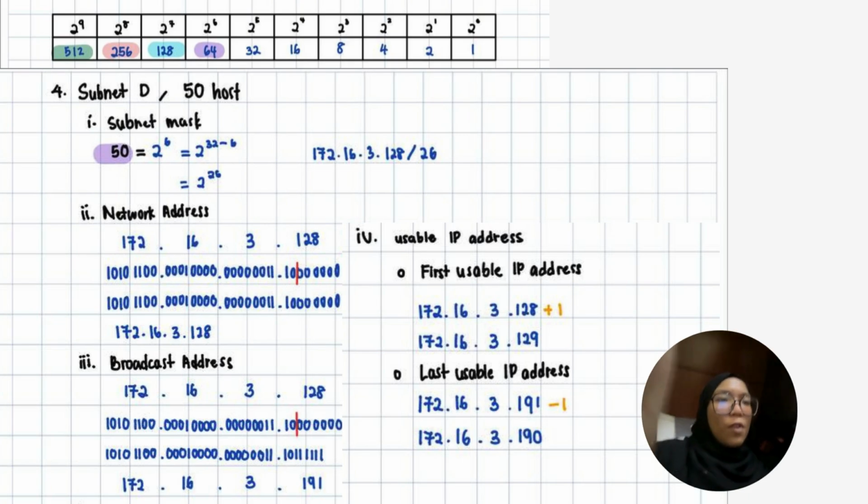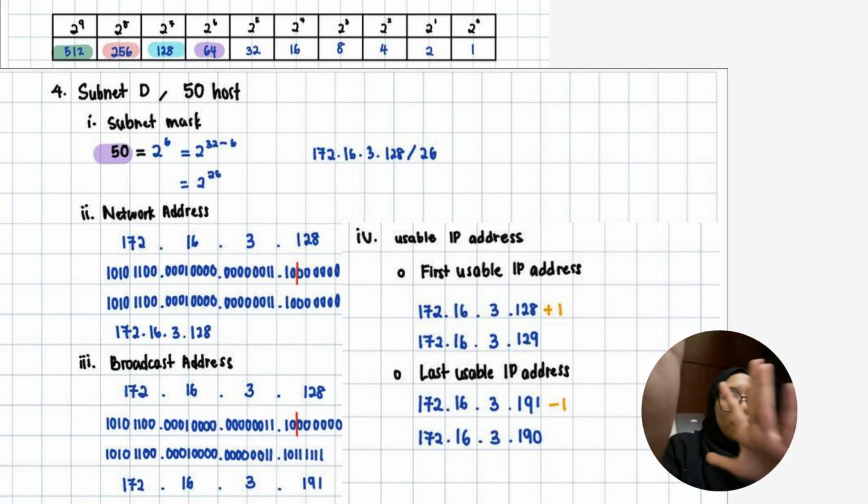Okay, for the network address, like before, to make it easier, we convert from decimal to binary. Same as before, except for the 128. To get 128, we only need 1, which is 2 power of 7. So the binary will be 1 0 0 0 0 0 0 0. We also don't need to change anything since the last 6 bits are 0, so it will remain the same.